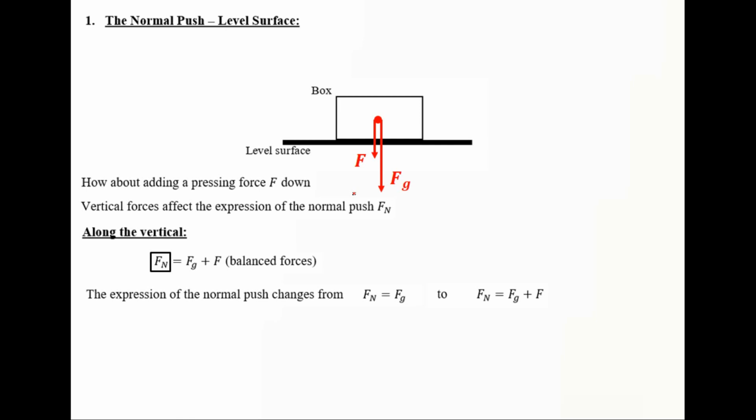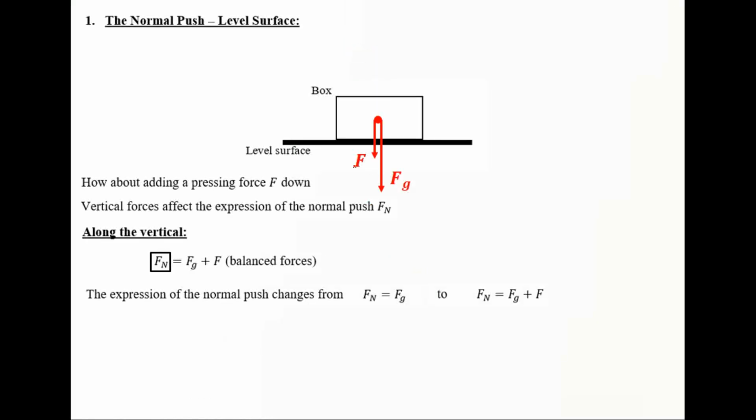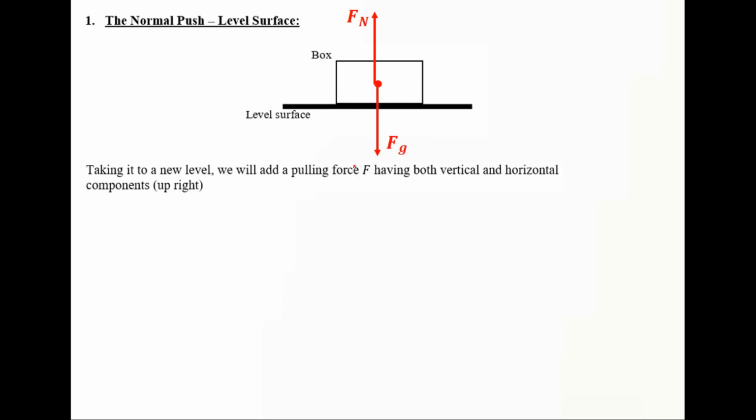And in this case, the representation of the normal push as a vector is wrong, because here the normal push is drawn equal to the pull of gravity. It should be replaced by a vector which compensates for the pressing force, which means we should add these two forces, and we expect that the normal push will increase in magnitude. Pressing forces against the level surface increase the value of the normal push.